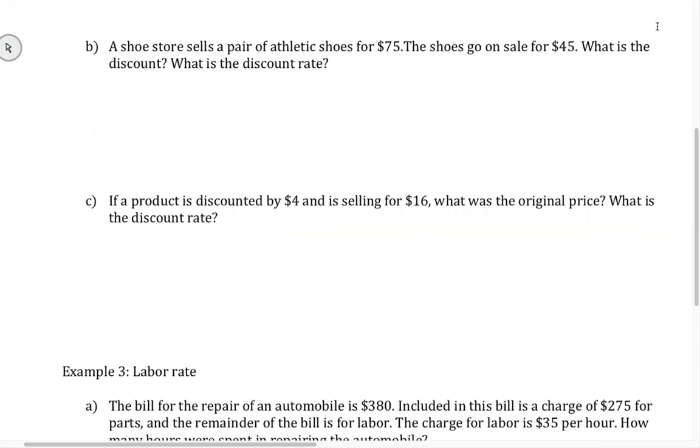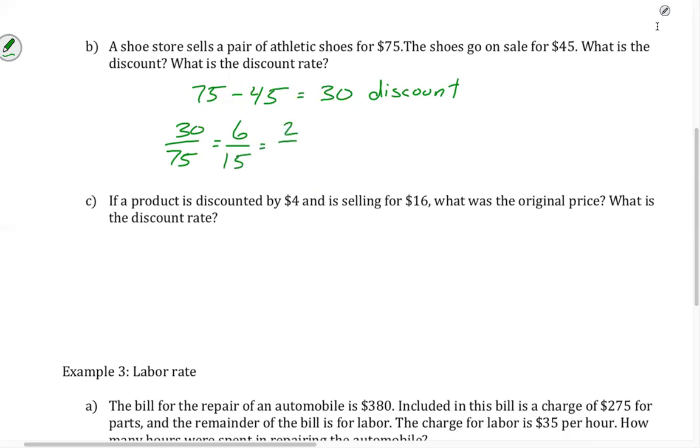The shoe store sells a pair of athletic shoes for $75, but they go on sale for $45. So what is the discount? 75 minus 45, that's $30. That's my discount. And then 30/75, that's going to be 6/15, which is 2/5. So that's 0.4? So 40% discount.